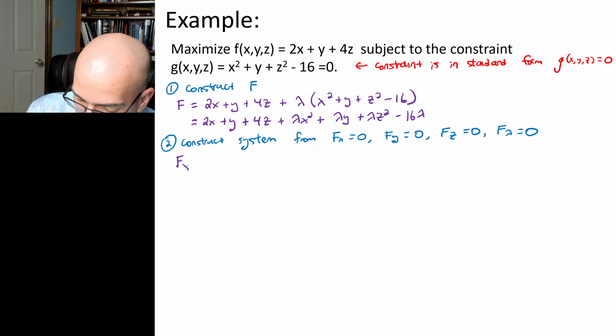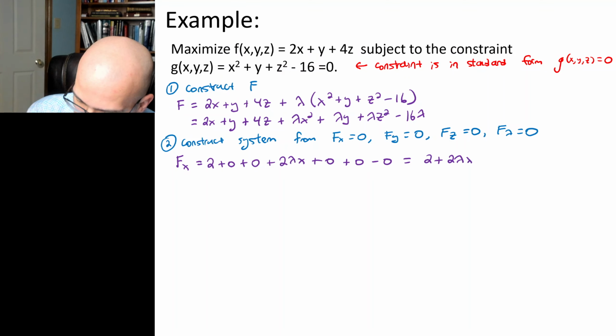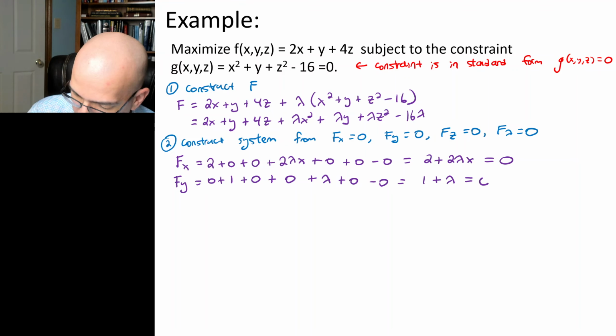All right, so F sub x, we're going to take the x derivative. We get 2 plus 0 plus 0 plus 2 lambda x plus 0 minus 0. So that's equal to 2 plus 2 lambda x. And we set that to 0. Now F sub y, that's going to be 0 plus 1 plus 0 plus 0 plus lambda plus 0 minus 0. So that's 1 plus lambda, which is equal to 0. Hey, that's pretty neat. That one's telling us what lambda is equal to. Lambda is equal to negative 1.